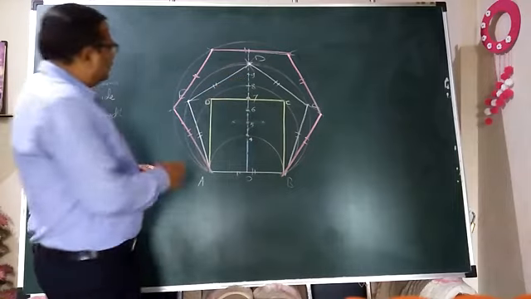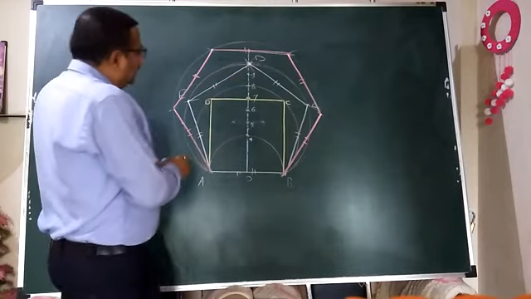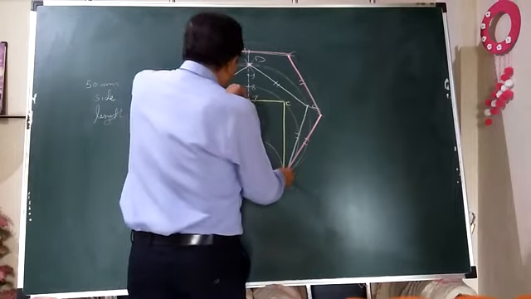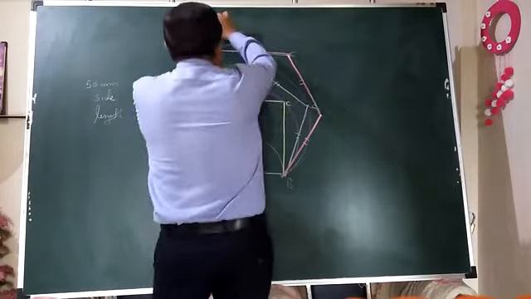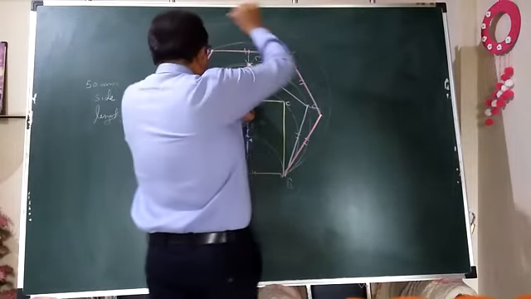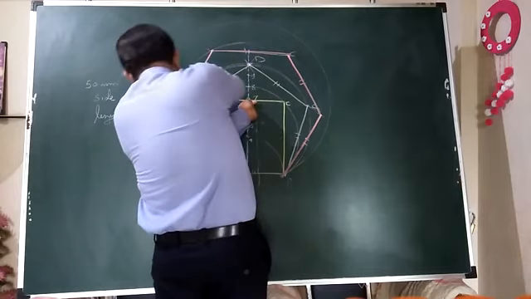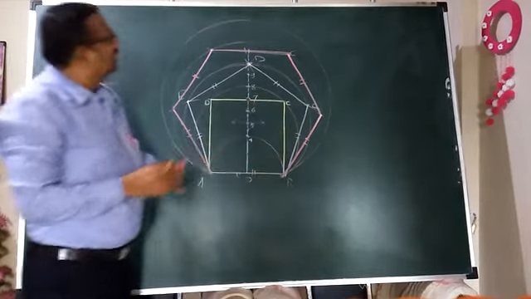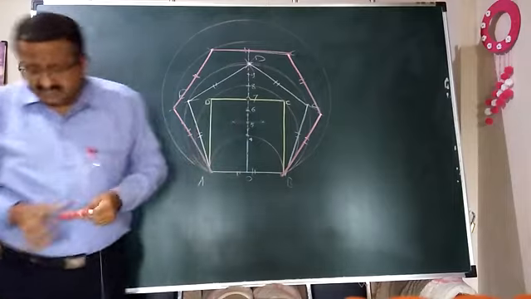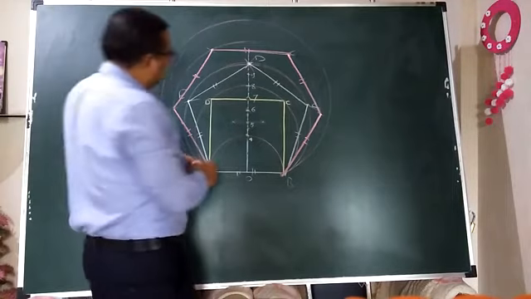Okay. Out of that, we will just try constructing the heptagon. 7 as a center, 7B as a radius. Only one we can construct here, due to space restriction. Only one we can construct. That we will try. Okay.